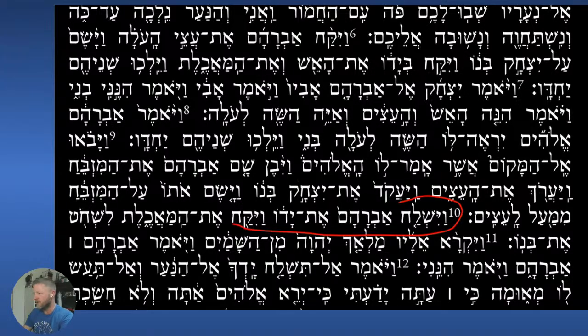Vayishlach Avraham et yado. This is normally what we say when you want to kill someone. You send your hand out. He would send his hand out. We saw this with David in the cave on Monday, where he said that Chalila li Adonai, may the Lord not allow such a thing, that I should ishlach et yadi b'mishiach Adonai, or something like this, that I should send my hand against the anointed of the Lord. Right?